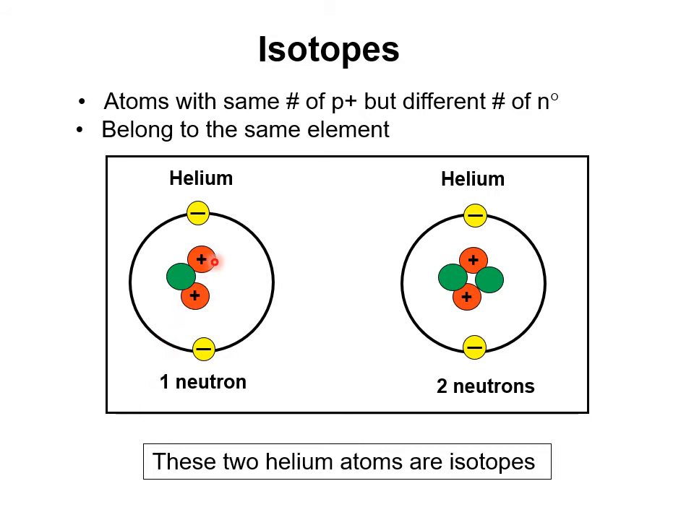So here we have 2 protons, and here we have 2 protons. Because these both have 2 protons, they are both helium atoms. The difference between them is that this one over here only has 1 neutron, whereas this one over here has 2 neutrons in it. So these 2 helium atoms are isotopes of one another. They have different masses. The one that has more neutrons is heavier than the one that has fewer neutrons, but they both still belong to the same element, helium.